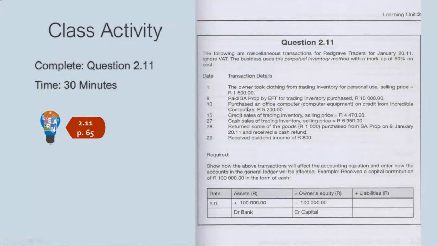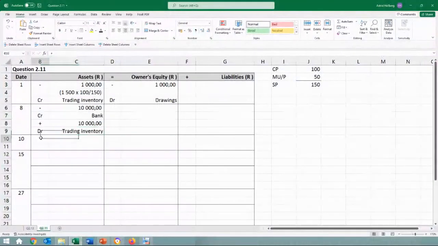So let's look. On the 10th, we purchased office computer, and they tell you to take it to computer equipment, so that's the general ledger account, on credit for 5,200. Now, if I buy something on credit, I haven't physically paid for it. So I still owe someone money, which means it's a liability. Now, any money that I buy on account is called creditor's control. So what will happen is I take computer equipment as an asset, so that will increase, and then my creditor's control, which is the liability, will also increase to reflect the purchase that I've made.